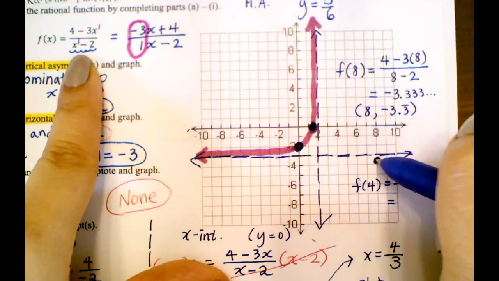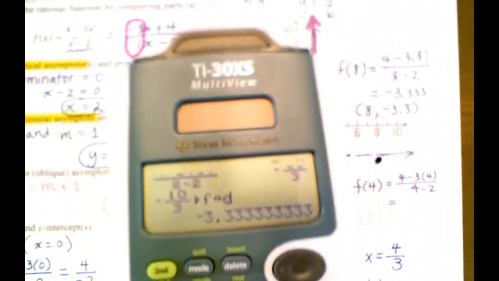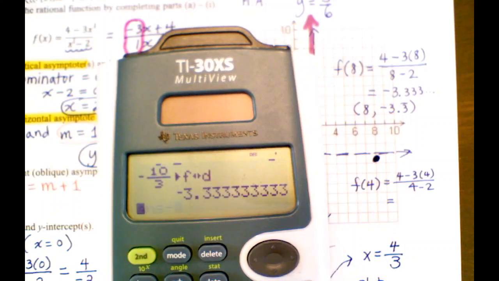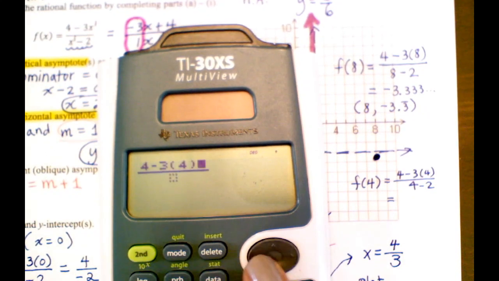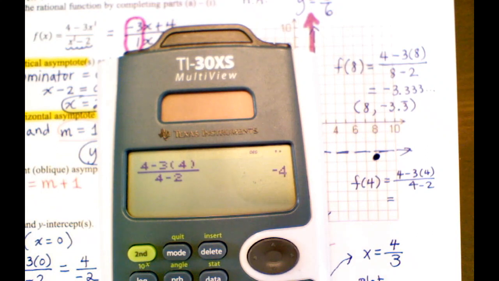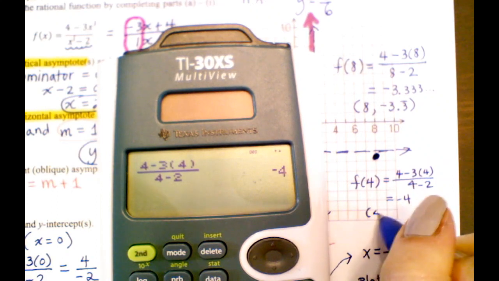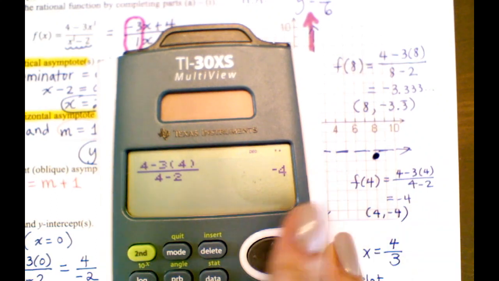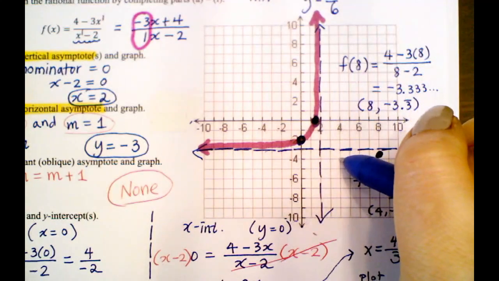But now look, you guys have that graphing calculator, so use that if you want to just find extra points. I didn't bring my graphing calculator home with me. I should look for one. Okay, so let me type that in. 4 minus 3 times 4 divided by 4 minus 2. Yay, that was a nice point. So I'm going to plot 4, negative 4. 4 to the right, down 4.